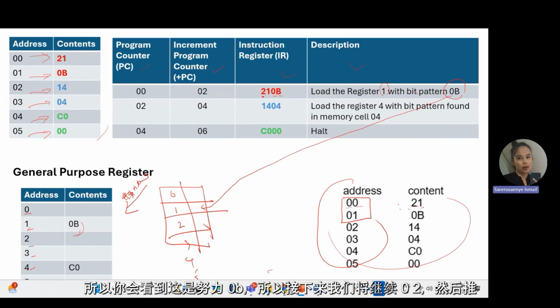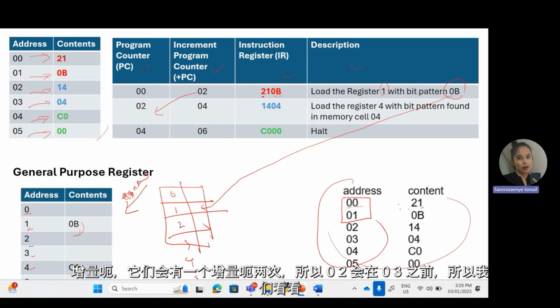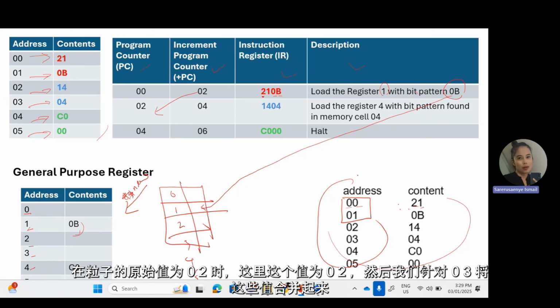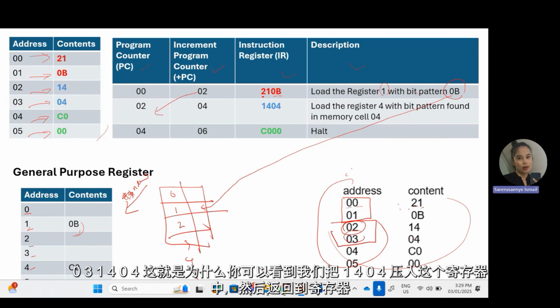Next, you continue to 02 and then push to the next program counter. So our accumulator right now is holding 02, the counter. They will have an increment 2 times, so 02 will be with a 03. We look at 02 in the original value here, this one is 02, and then with 03, we combine these two. We take the value content in address 02 and address 03, 1404. That's why you can see we push 1404 in this IR.